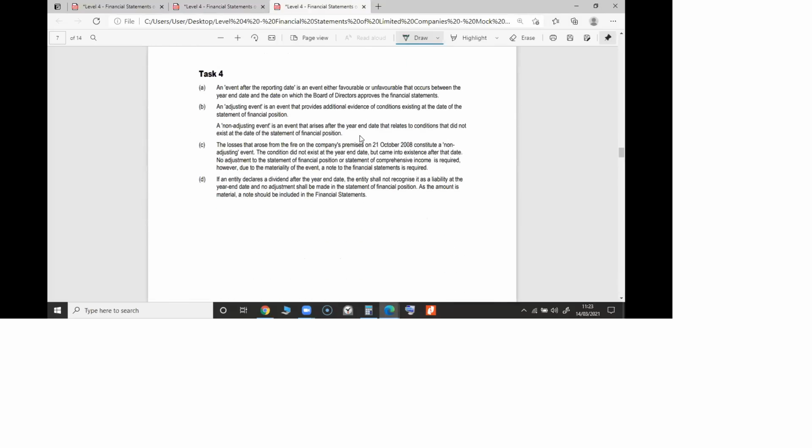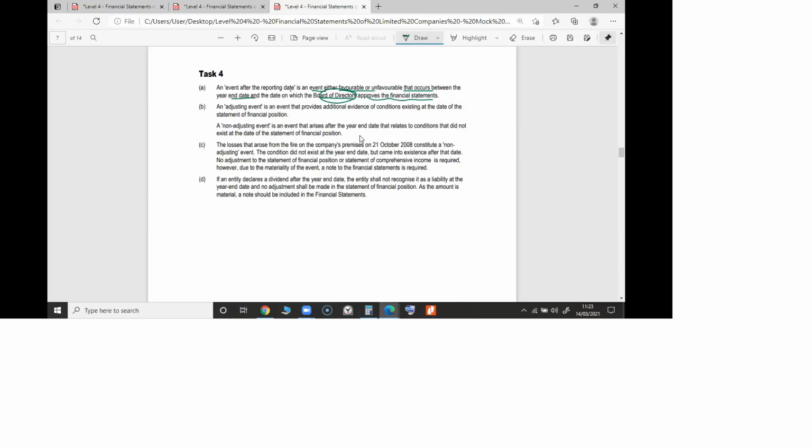So an event after the reporting date is an event, either favorable or unfavorable, that occurs between the year-end date and the date on which the board of directors approves the financial statements. The board of directors is the key point here. And obviously it happens between the year-end date and the date it is being approved.